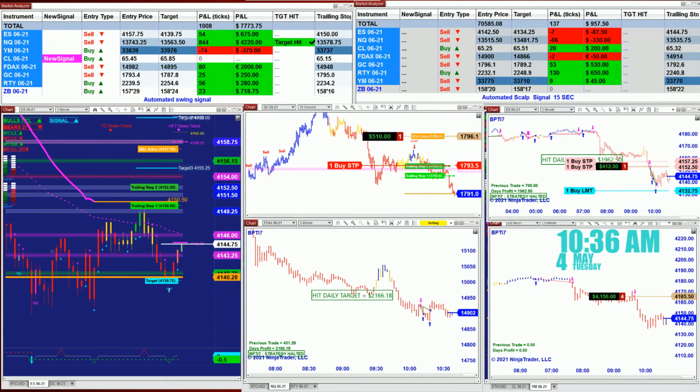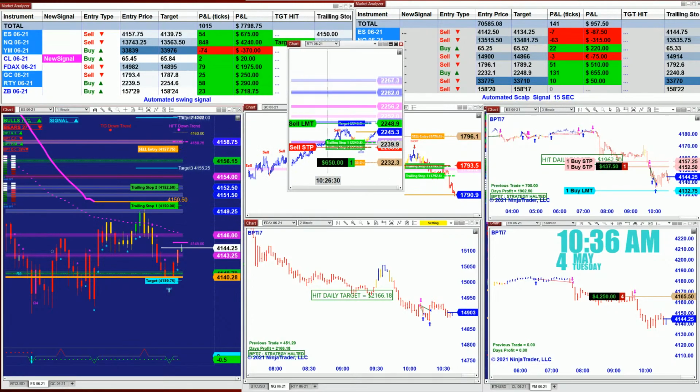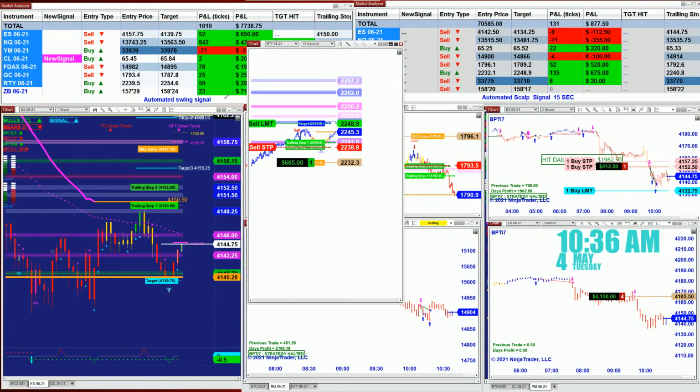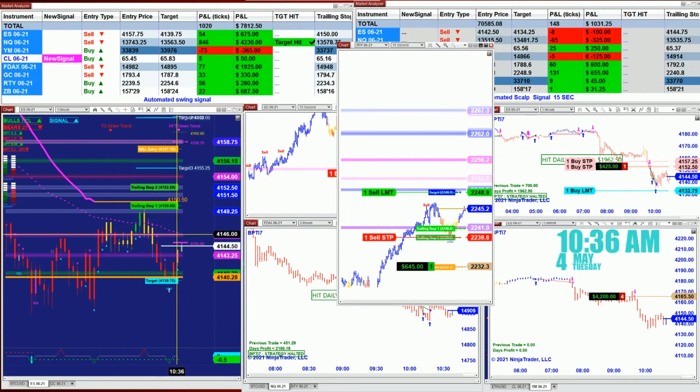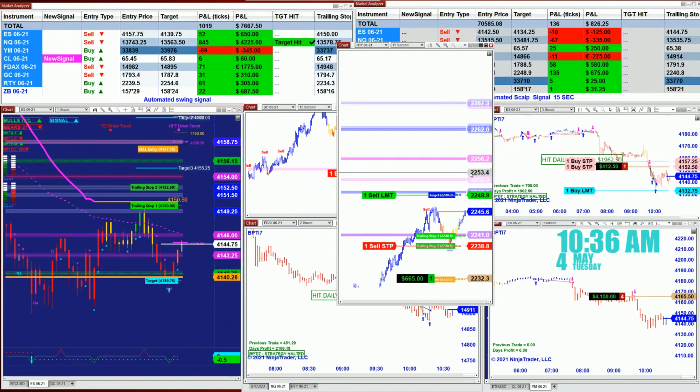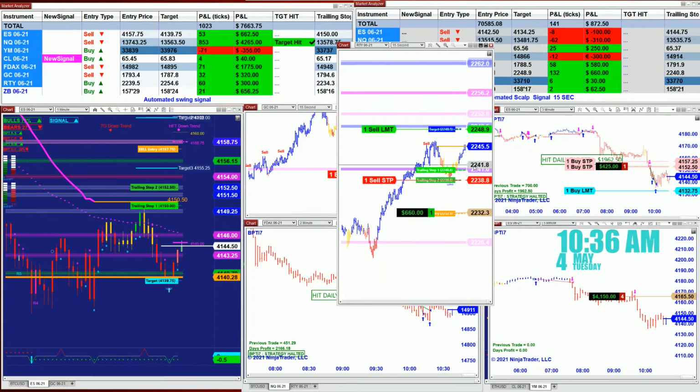Let me give you another example. Let's take Russell. We're not out of the woods, guys. On the ES, we're still on the short, pullback re-entry short. So now let's look at the Russell. It's the same thing here on the Russell, the same principle actually.